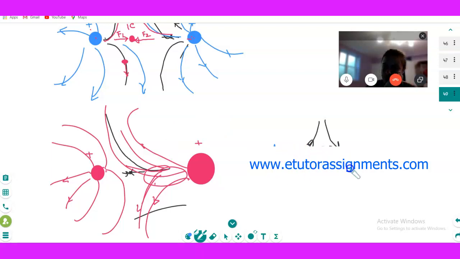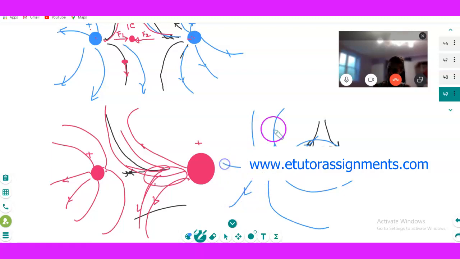The field line is going like this, like this, like this. Is it clear or not clear? Please tell me. Yeah, clear.